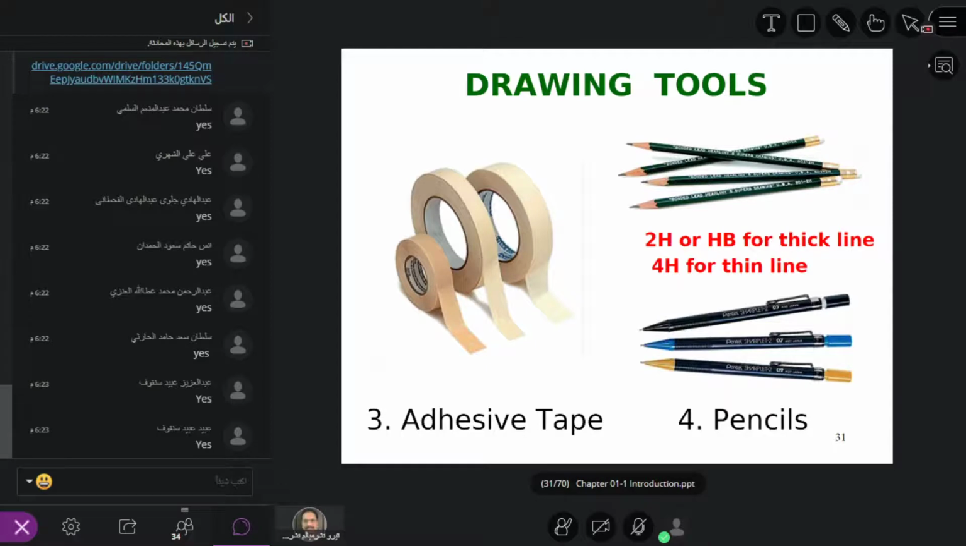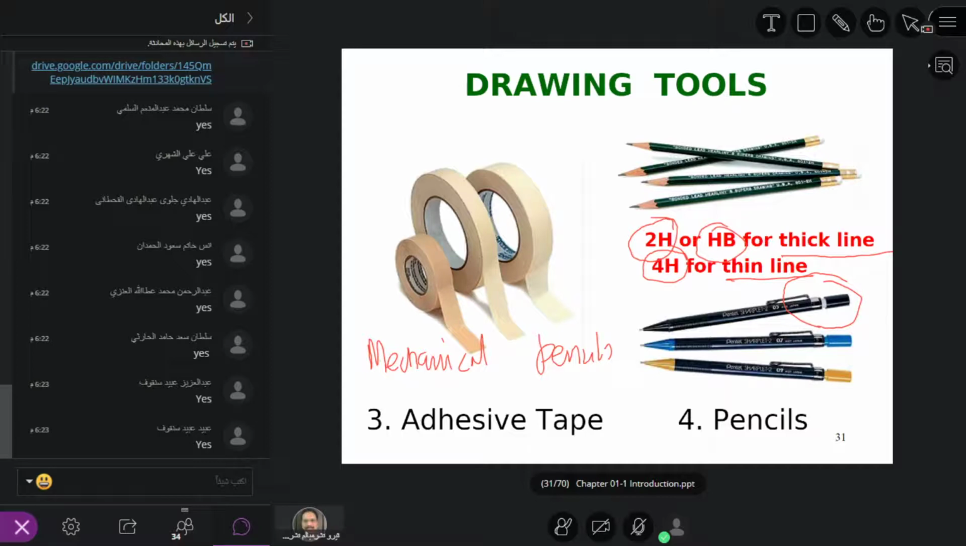Then 2H for thick lines, 4H for thin lines. When you go to buy these pencils, you better try to buy mechanical pencils, which are much better than this pencil. So in Jarir or any online store, just try the mechanical pencils.